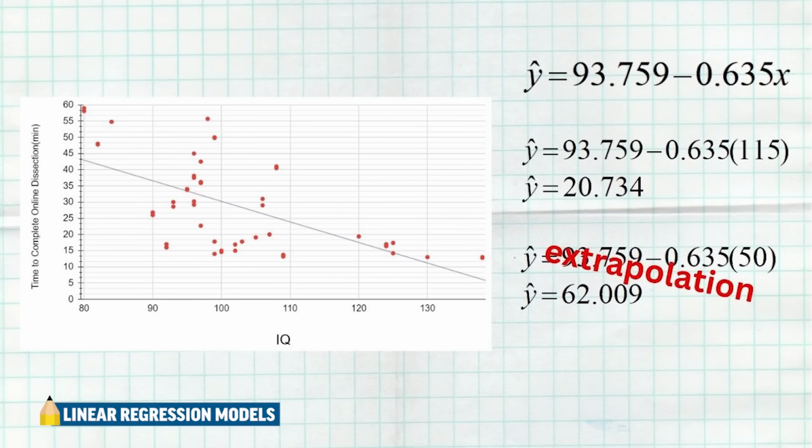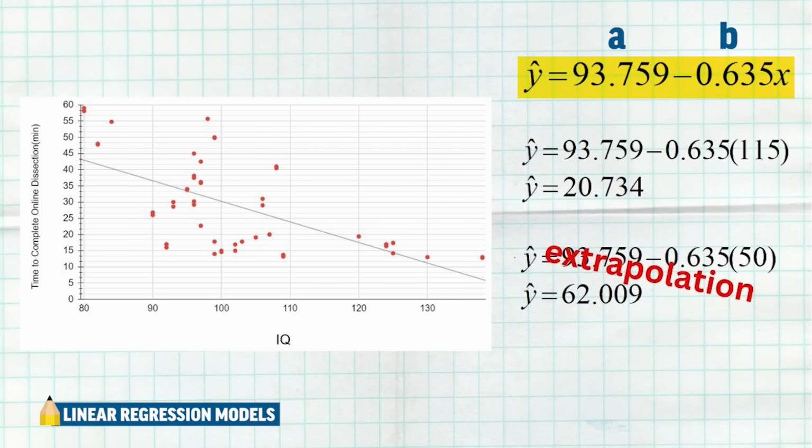Here's a specific example of a linear regression model. First, we see the scatter plot looking at the IQs of students and how long it took them to complete that online dissection. And we see our linear regression model, aka the line of best fit, going through the data. Now, first, here is the actual specific equation for our linear regression model. We see our y-intercept, that is 93.759. That's our a value. And then we see our slope here, that's our b value of negative 0.0635. x is, of course, the explanatory variable, in this situation their IQ. And y hat is the predicted time it would take them to complete the dissection.